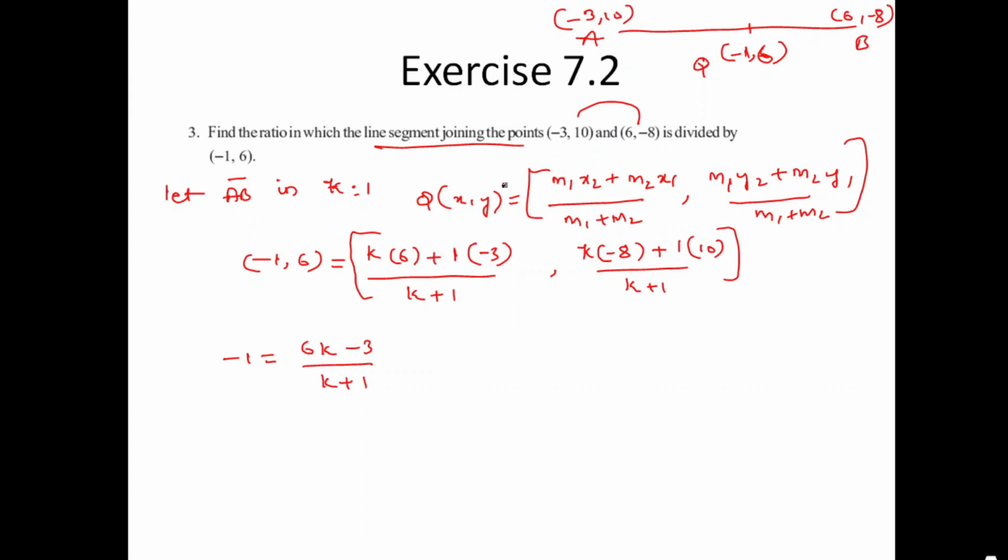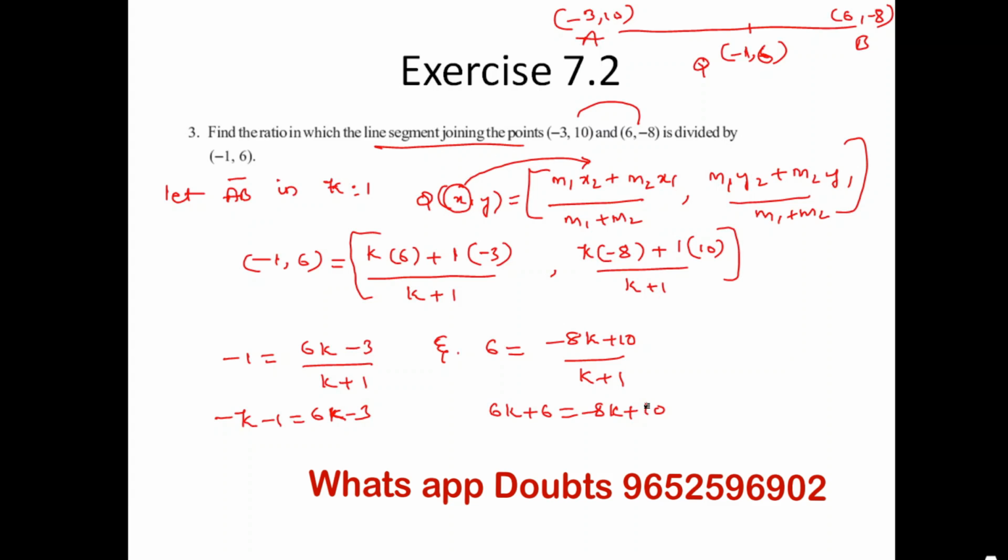Why am I doing this? I need to equate x to only x terms. Am I clear? Y to y terms. Similarly, we have 6 equated to minus 8k plus 10 by k plus 1, isn't it? I'm shifting this one here. I'll get minus k minus 1 equals 6k minus 3, isn't it? Similarly, here also 6k plus 6 equals minus 8k plus 10. Okay, I'm taking the numbers to the other side and everything else to the other side.